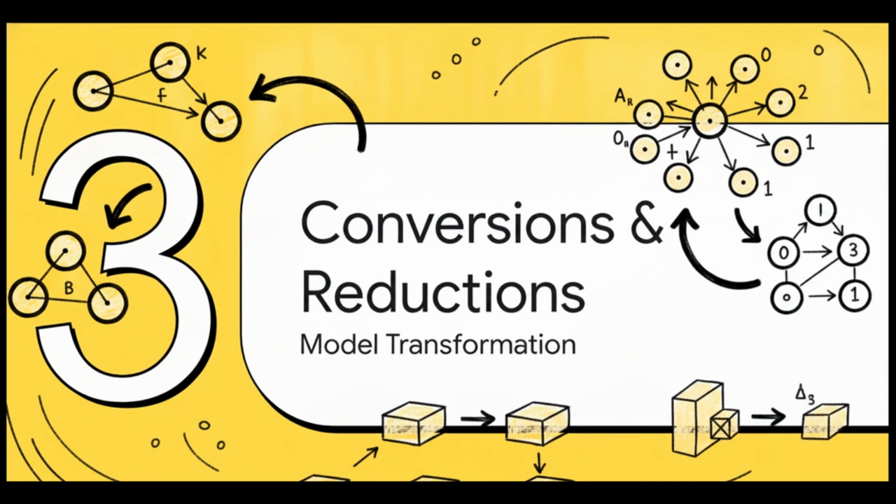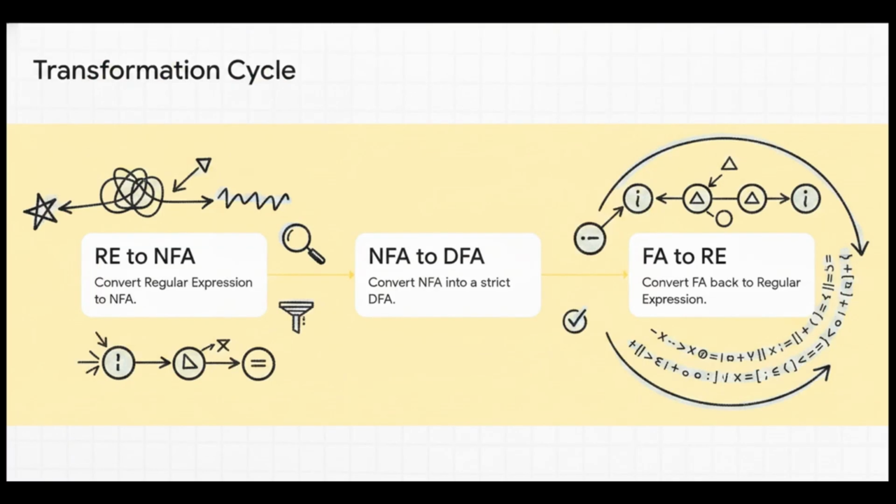Let's jump into section 3, conversions and reductions. Because DFA and NFA are perfectly equivalent, we can actually seamlessly translate between them and regular expressions. It's essentially a complete ecosystem. You take a theoretical regular expression, convert it into a flexible NFA. Then, transform that NFA into a strict DFA. And to close the whole loop, you can convert that finite automaton right back into a regular expression.